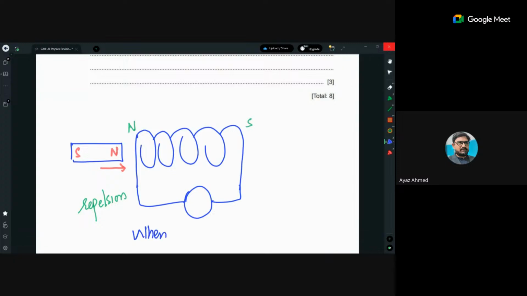Are you getting it? When a magnet is brought closer, should I write or is it clear to you? If you can write it, that would be helpful, sir.